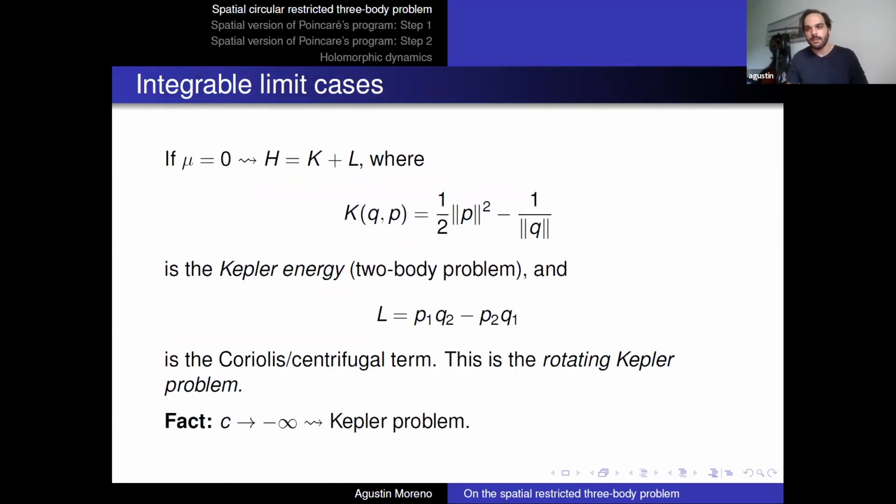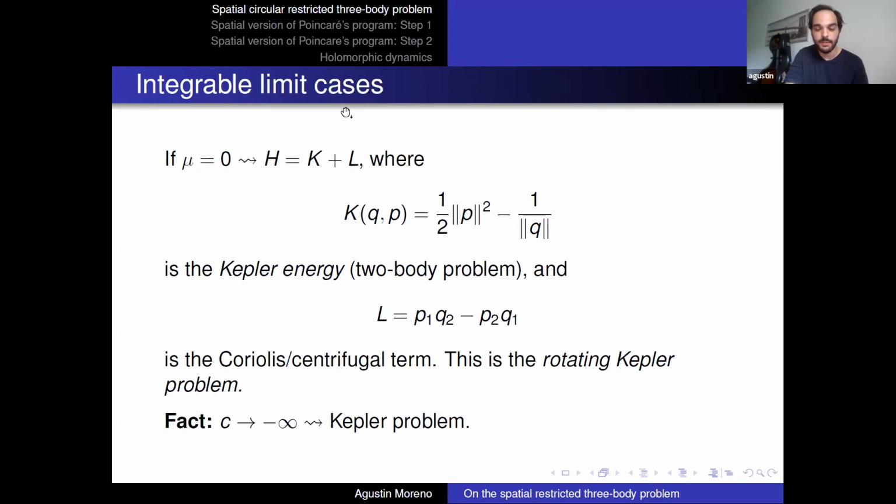There are some special integrable limit cases already present that we will particularly care about. One of them is when we set mu equals 0. You can think of it as the Moon is not there anymore, but I still remember that the frame is rotating. So when I set mu equals 0 in the previous formula, I will find that the Hamiltonian H splits into a sum of two pieces.